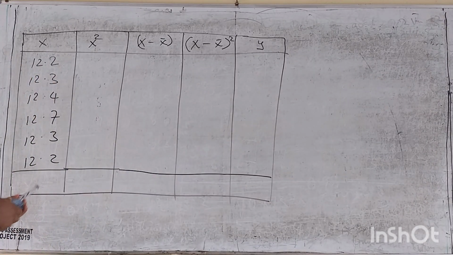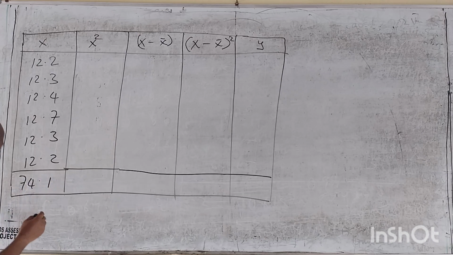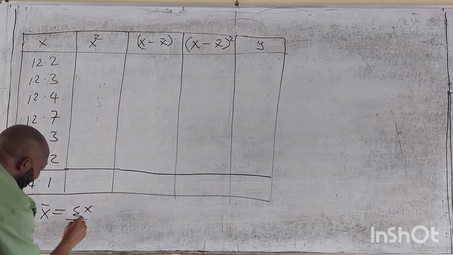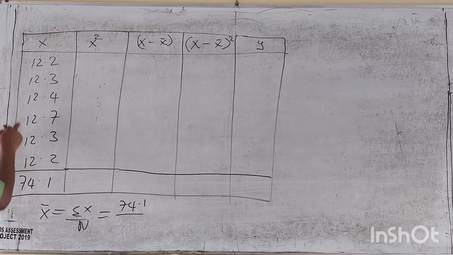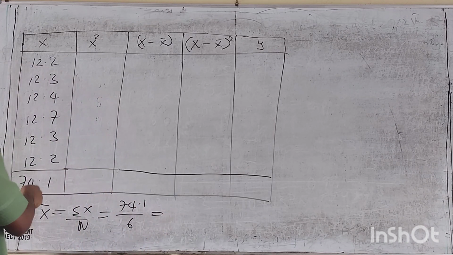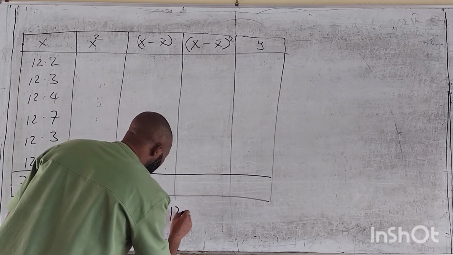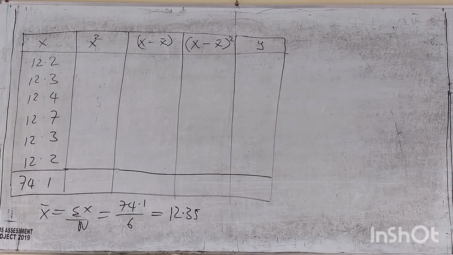Okay, from here now, let's sum this up since we are going to get our mean. 74.1. So our mean, X bar, would be summation of X over N, which is 74.1 over 1, 2, 3, 4, 5, 6, which is 6, equals 12.35. Now let's get this side.